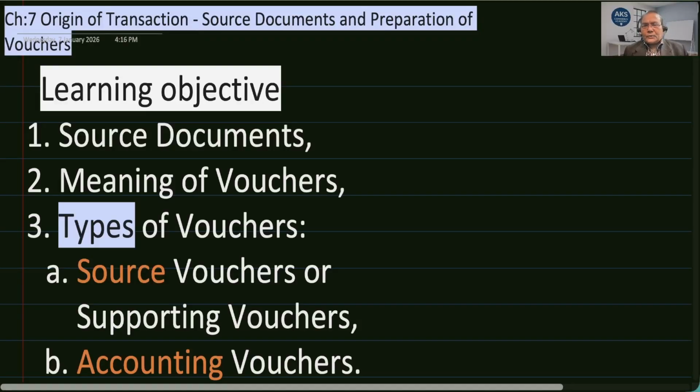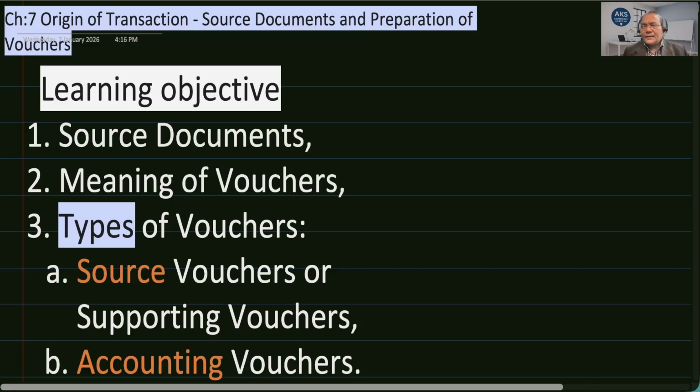Today we are going to talk about something very meaningful and important from your understanding perspective with respect to the subsequent accounting procedures which we are going to follow. This is the seventh chapter. We call it Origin of Transaction, Source Document and Preparation of Vouchers. You may have heard of the term vouchers many a time, but it's an understanding with respect to the principle of accounting. We will understand it today.